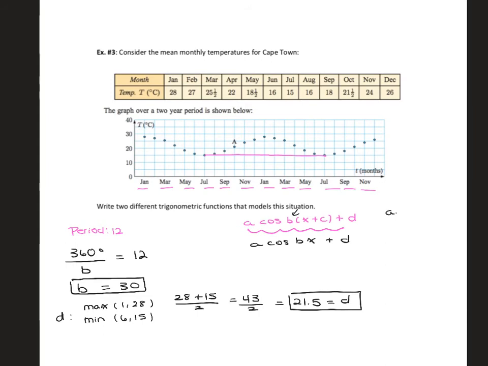Now our amplitude in this case is subtraction, right? It's just the distance between that principal axis and either your maximum or minimum. So in other words, what that means is you take 28 minus 15, divide that by 2, you get 13 over 2, which is equal to 6.5, which is your A value. Okay, so we've got all of our primary variables here except for our horizontal translation.